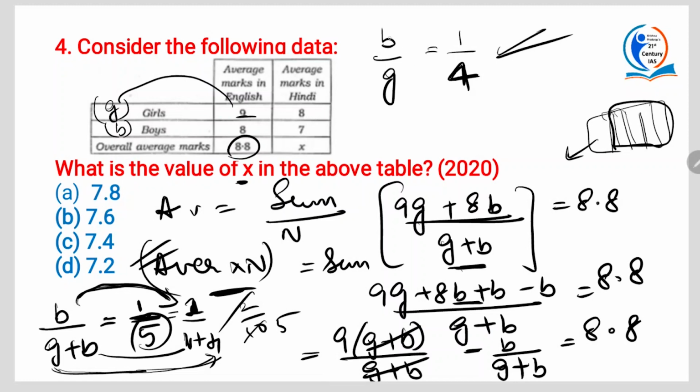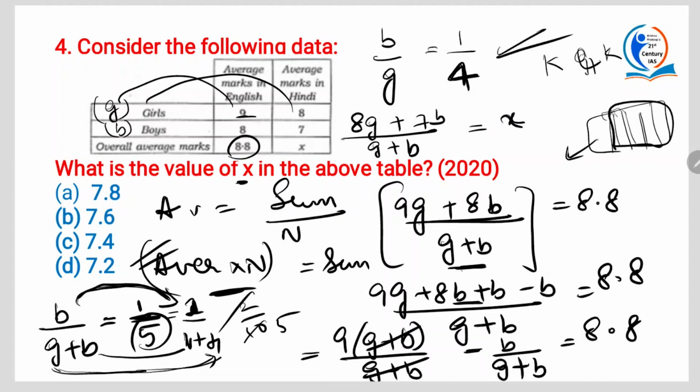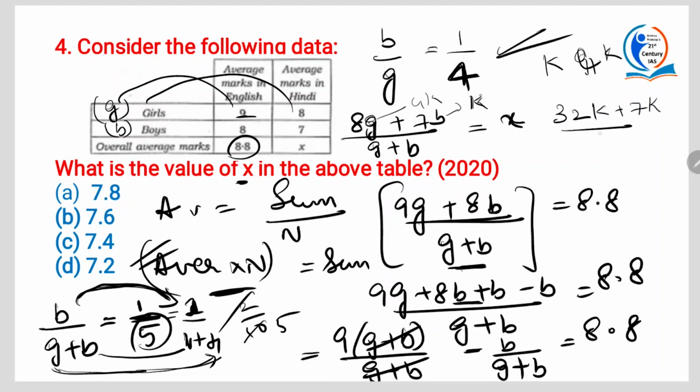Now average marks in Hindi, which means if B is K, G will become 4K. Now average marks in Hindi is how much? (8 into G plus 7 into B) by (G plus B) is equal to X. Now substitute these values. G is 4K, B is K, and G plus B is 5K, no? So how much will you get? You will get (8 4s are 32K plus 7K) by 5K is equal to X.